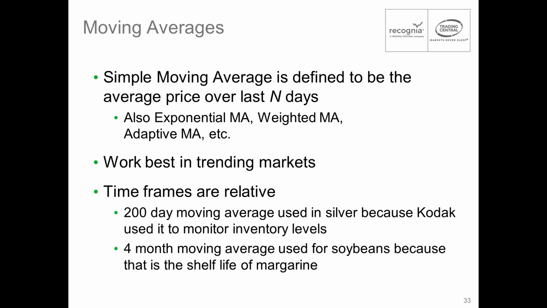Now, all moving averages tend to work best in trending markets, and people often ask, where do these time frames come from? Why is it the 21-day moving average? Why is it the 50-day moving average? Well, these are just all relative, and they come from just the history of technical analysis. So in some kinds of technical analysis, we use a 200-day moving average. That originally came from the silver market because Kodak used to keep a 200-day supply of silver on hand, and they were the biggest silver consumer in the world. We use a 4-month moving average in some commodities analysis because that's the shelf life of margarine.